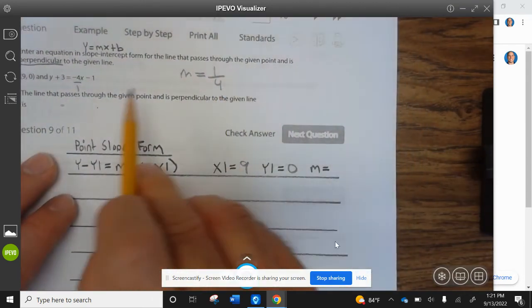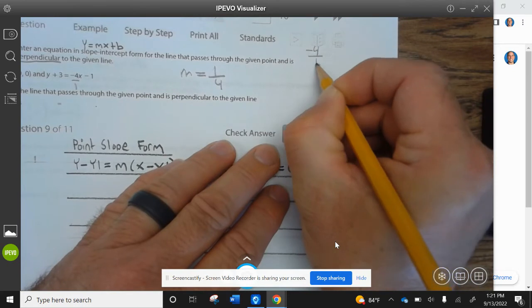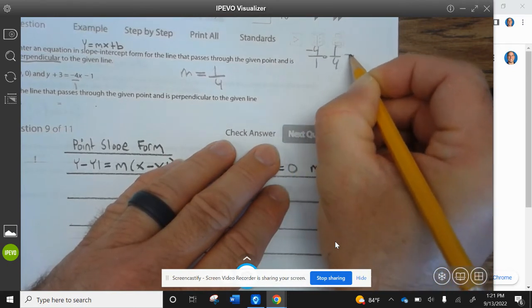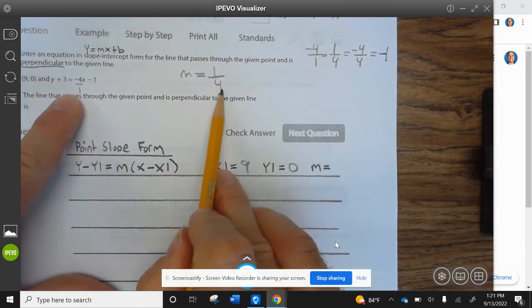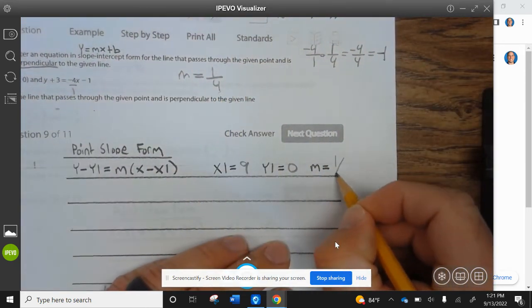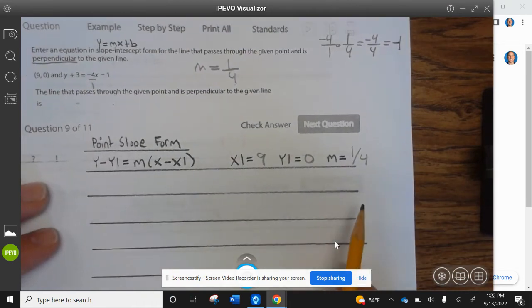And we know that this is going to be perpendicular because -4 divided by 1 times 1/4 is -4 divided by 4, which is -1. So we know that these are perpendicular to each other. So the slope we're going to use is 1/4. So we plug these in.